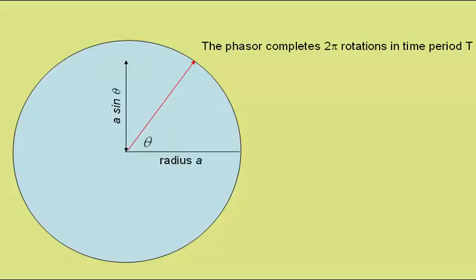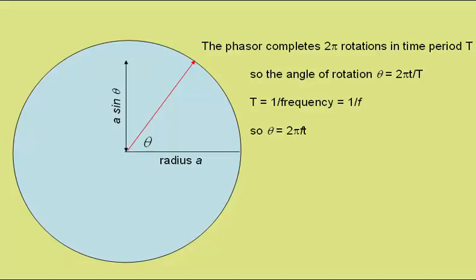The phasor completes 2 pi rotations, that is a complete rotation, in the time period capital T. So the angle of rotation theta is equal to 2 pi little t over capital T, where little t is the actual time and capital T the time period. We know that the time period is equal to 1 over frequency, and so we can substitute in to give angle theta as 2 pi ft.